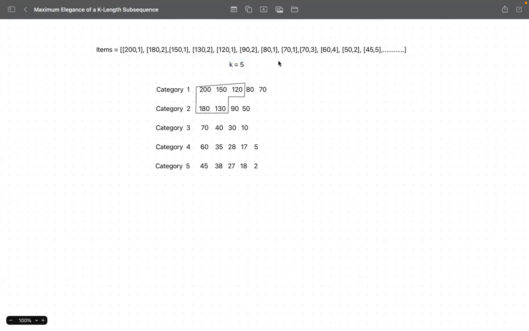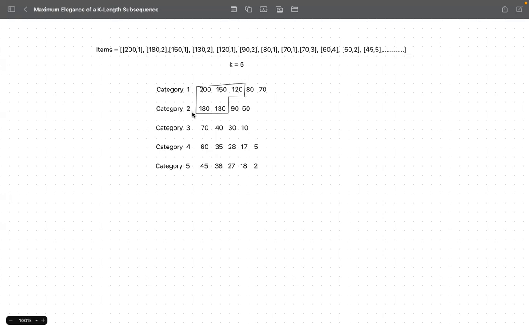Since K is equal to 5, I am explaining my approach here, right? The first default subsequence that we will take is all the items with maximum profits. So these are all the items with maximum profits. This is the default, the first case that we will consider, and we will find the elegance.